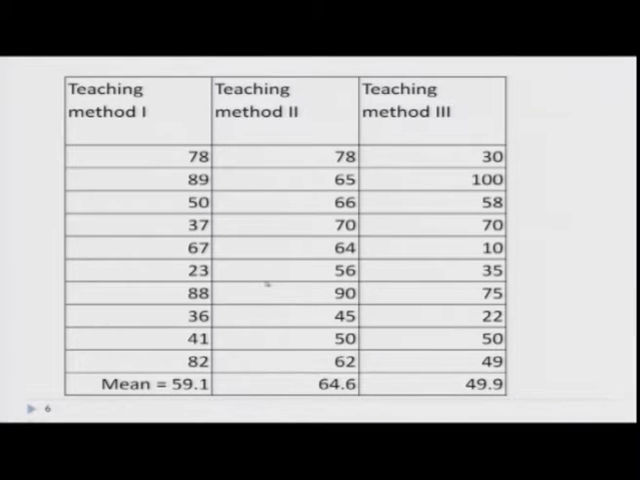Now, we have to draw inference. It appears that teaching method 2 is better and teaching method 3 is worse if you go by mean only, and that is one unitary measure of performance in a set of students which can be compared with other groups. So, when you use arithmetic mean, you can say that teaching method 2 is better.